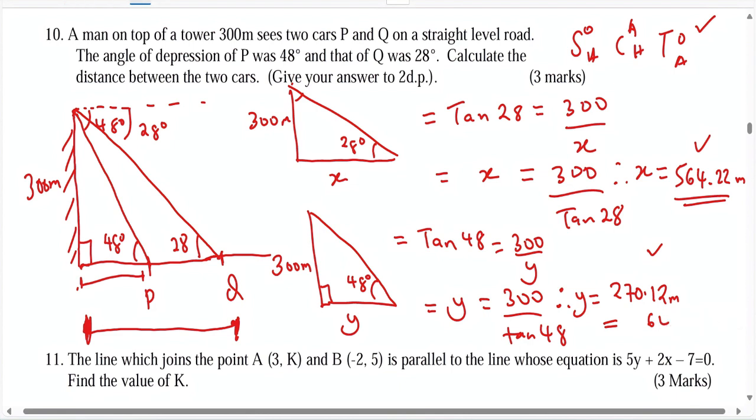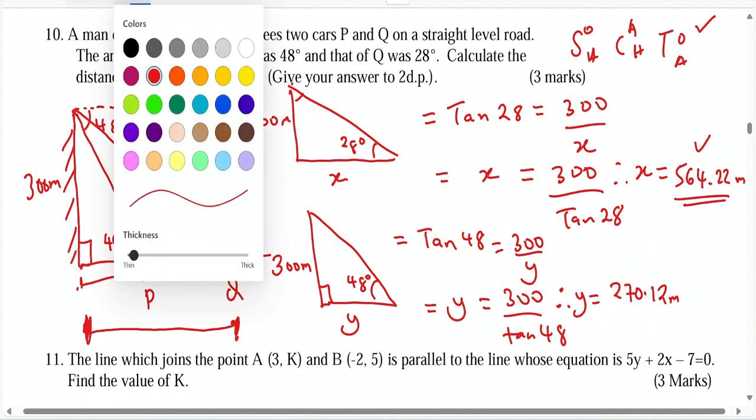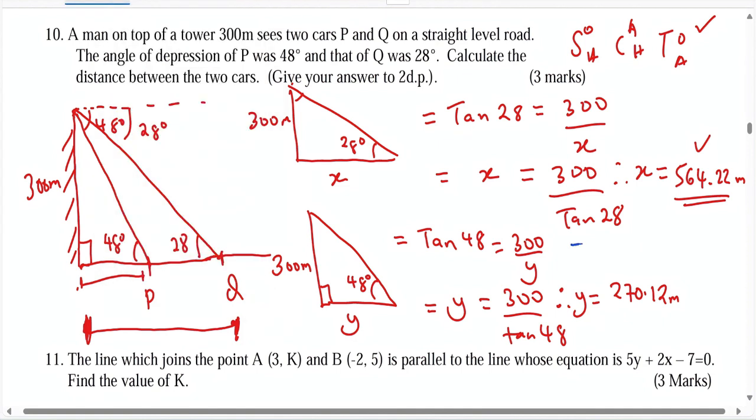Okay, there's not enough space here. So let me just use this space which is here. And I hope you can see it. And let me use another pen so that you can see it more accurately. So 564.22 minus 270.12, which is just equivalent to, subtract hizi mbili itakupa 294.10. So 294.10 meters.